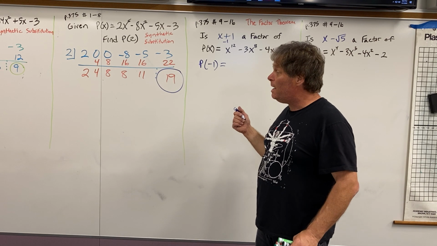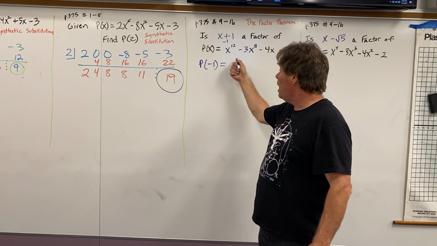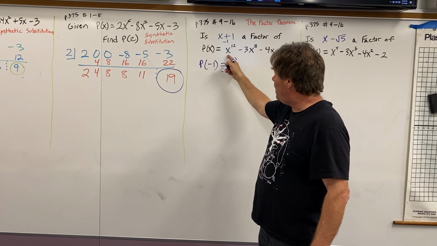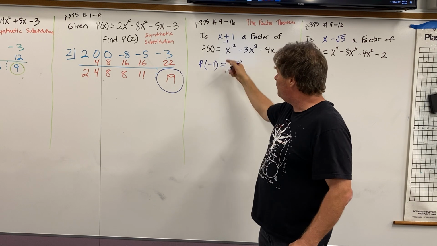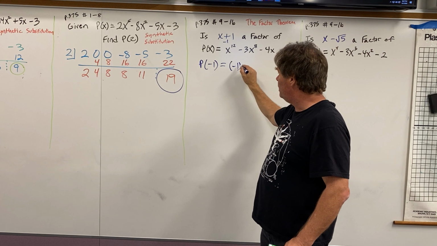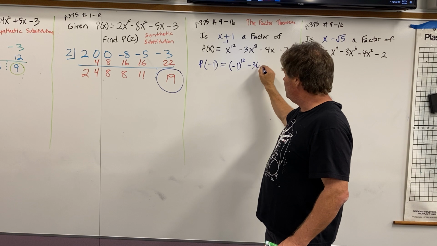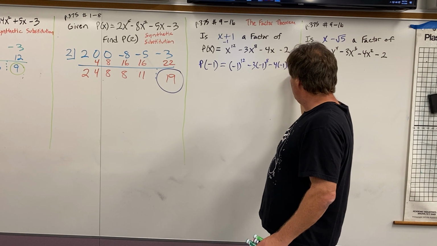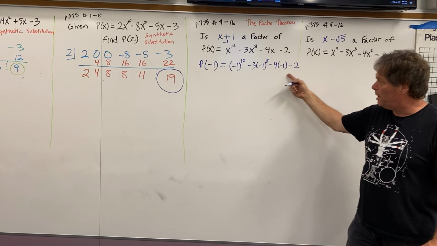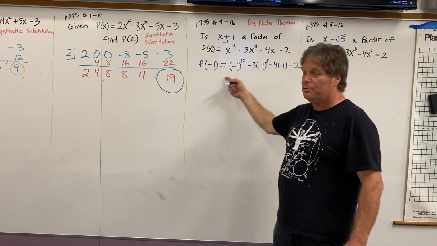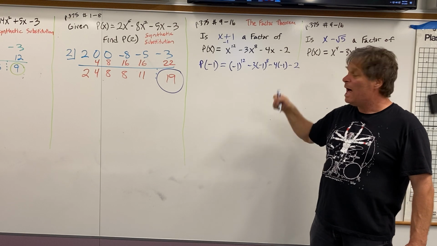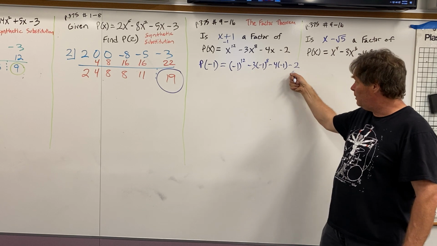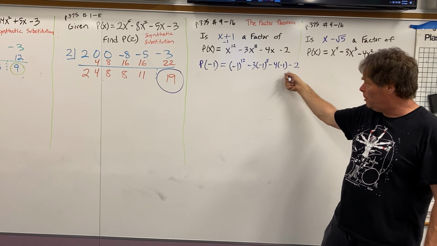Well, the other way is the old-fashioned way of doing this. I could do it by just plugging it in. I could plug -1 in for x and see if I get 0 for an answer there. So here we go. -1 to the 12th minus 3 times -1 to the 8th minus 4 times -1 minus 2. That's what I get when I plug -1 in for x. Notice, the nice thing about this is I don't have to account for the missing terms with zeros. So look, it's much less work than all that synthetic division would have been.